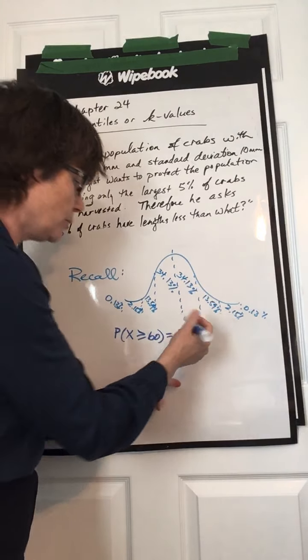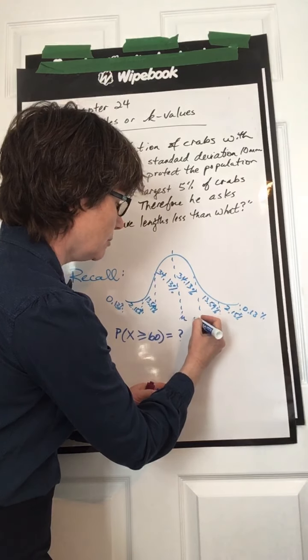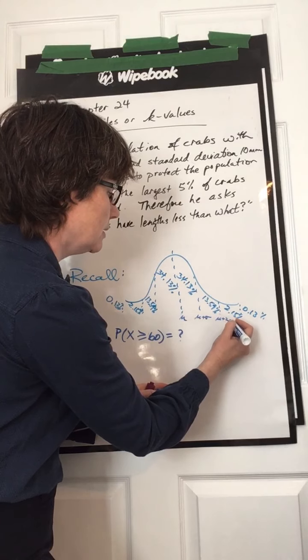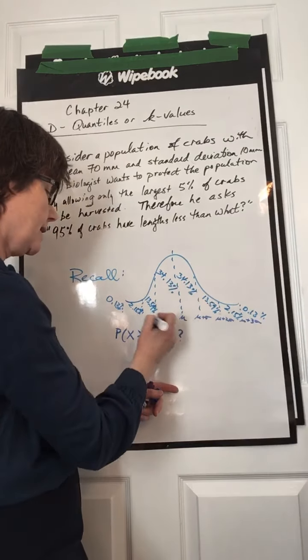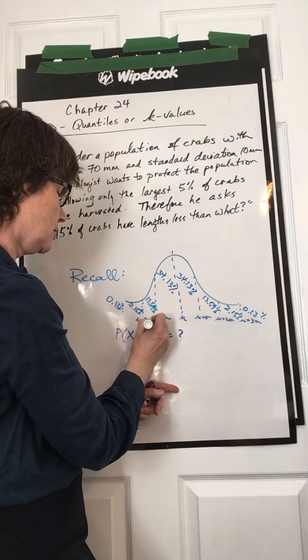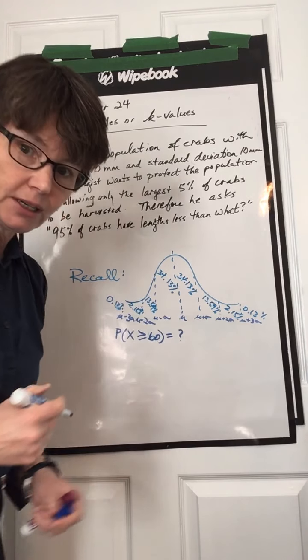So let's remember, this is where the mean would be, one standard deviation above the mean, two standard deviations above the mean, three standard deviations above the mean, and back here, the mean minus a standard deviation, the mean minus two standard deviations, and the mean minus three standard deviations.